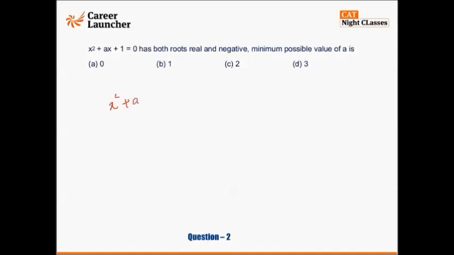So I'll just write that x square plus ax plus 1 equals 0. Brilliant. Both roots real and negative. Minimum possible value of a is. Among the options, what is the minimum possible value of a? Is my voice audible, guys? Omkar can't hear. Somebody please help Omkar. You are absolutely correct. 0 is the minimum possible value. So the simplest thing I'll do is substitute a equals 0.